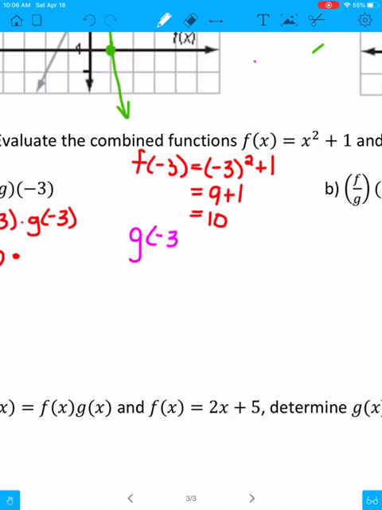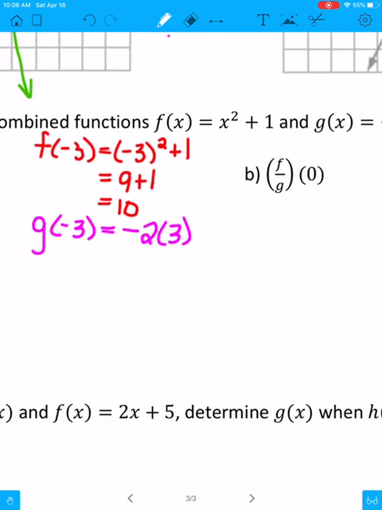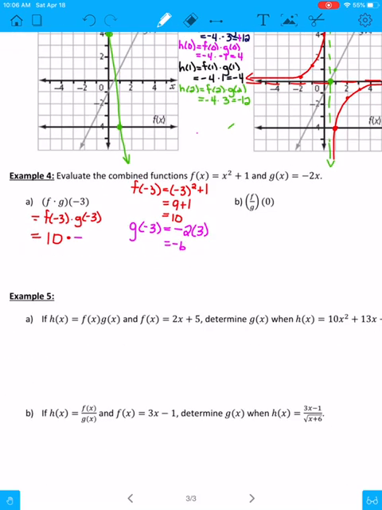G of -3 equals -2 times x, so -2 times 3, so it equals -6. So I'm going to get -60. And that's my answer. What did I indirectly find? On the graph of f times g of x, there's a coordinate at -3 and -60.